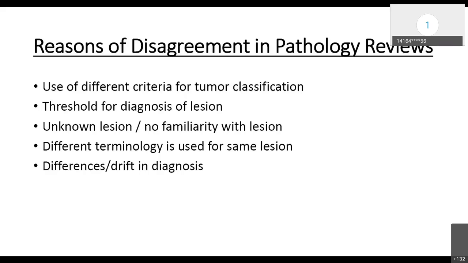Sometimes the pathologist is not familiar with the lesion or the lesion is unknown, and in those cases also disagreements arise, or different terminology is used for the same lesion. So that also happens. And there are also differences in diagnosis. So these are some of the reasons I have listed why the disagreement takes place. But how to address? This was a global challenge. So how to address these differences?